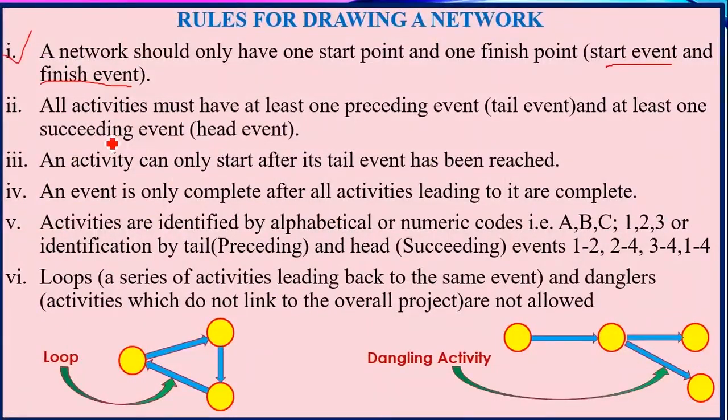Let's look at rule number 2. All activities must have at least one preceding event, that is the tail event, and at least one succeeding event, that is the head event. That is, for every activity, there must be an event at the tail and an event at the head.